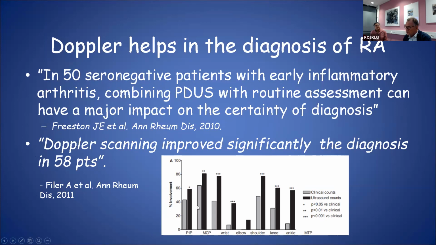The gray boxes are clinically proven synovitis, but as you see, these black boxes, ultrasound was more sensitive and produced more positive synovial findings. So Doppler helps in the diagnosis of rheumatoid arthritis.